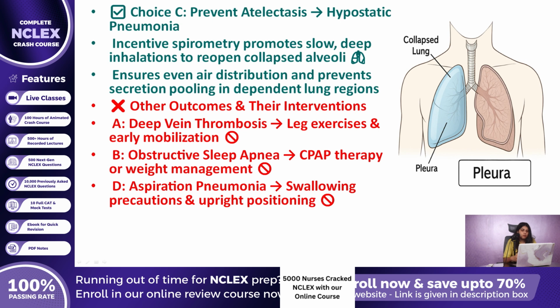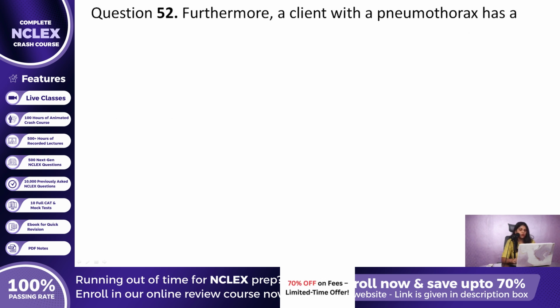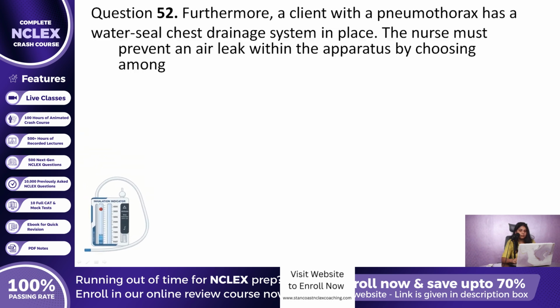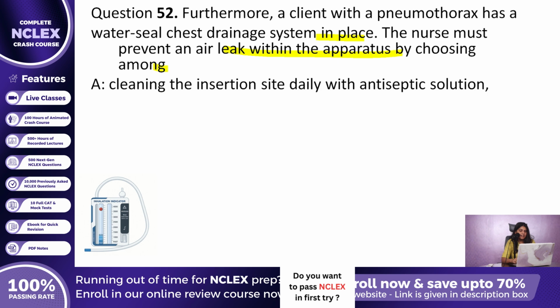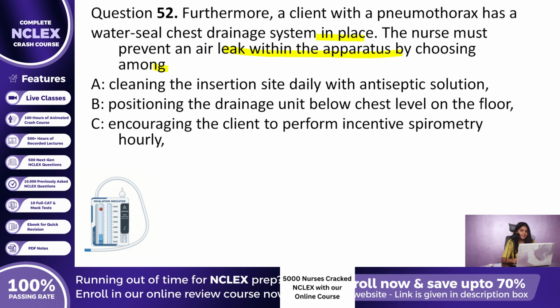Question 52. Furthermore, a client with a pneumothorax has a water-sealed chest drainage system in place. The nurse must prevent an air leak within the apparatus by choosing among A. Cleaning the insertion site daily with antiseptic solution, B. Positioning the drainage unit below chest level on the floor, C. Encouraging the client to perform incentive spirometry hourly, or D.